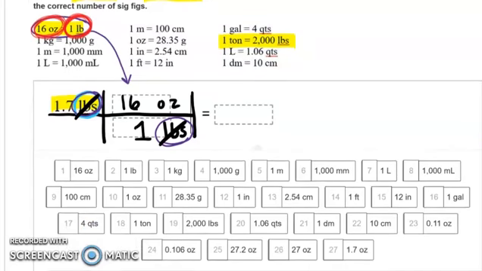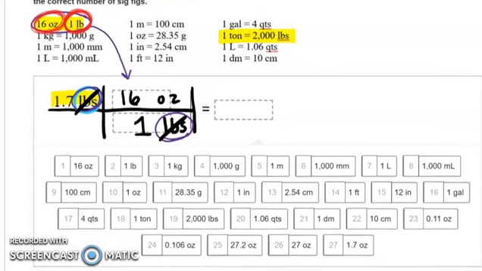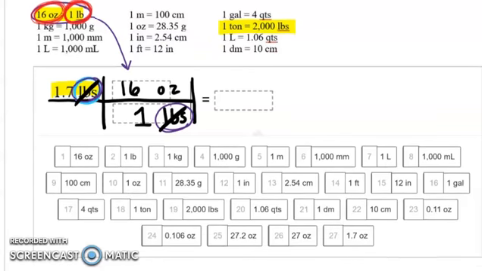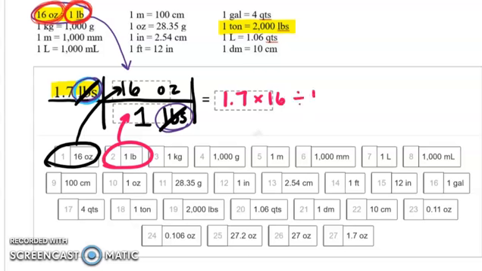As far as how you're actually going to do this in Schoology, because you can't pull them in from up there, you're going to look at this long list down below. I find the 16 ounces, this one, and pull it in up on top. Then I find the 1 pound and put it on the bottom. For my answer, I would type in 1.7 times 16 and divide it by 1, and then round it to the right number of sig figs.